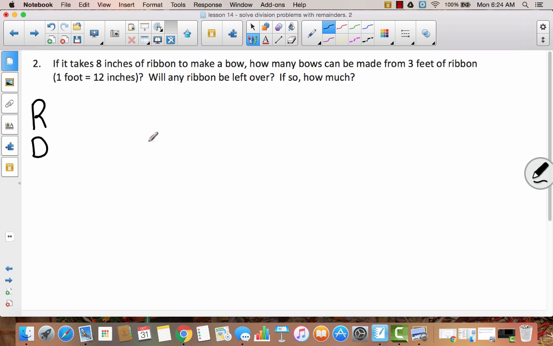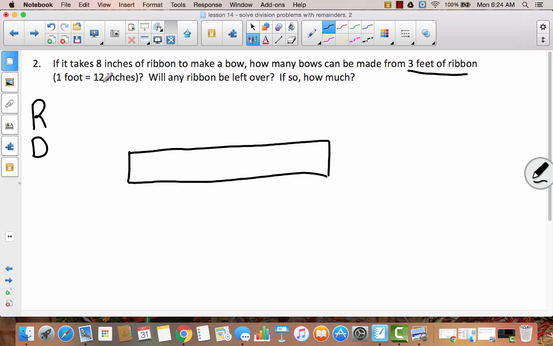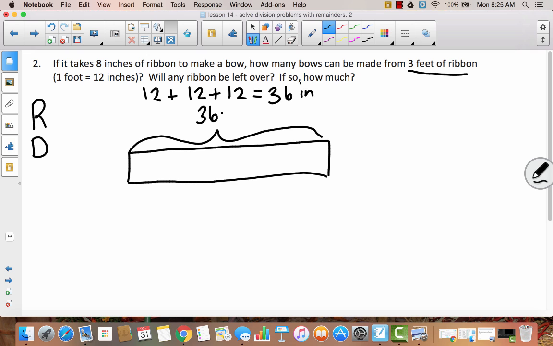So we know the total feet of ribbon. I'm going to go ahead and draw this, but I don't want to put my total in feet because I'm making my bows in inches. So I know I have 3 feet, so that would be 12 inches plus 12 inches plus 12 inches. So I know that this is 1, 2, 3 tens and 2, 4, 6 ones. So 3 feet is equal to 36 inches. So I'm going to go ahead and change this to 36 inches instead of 3 feet.